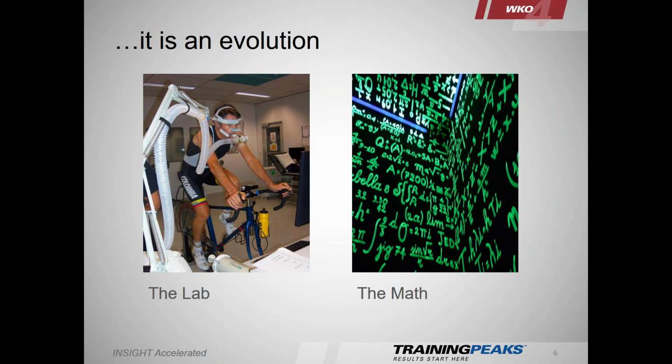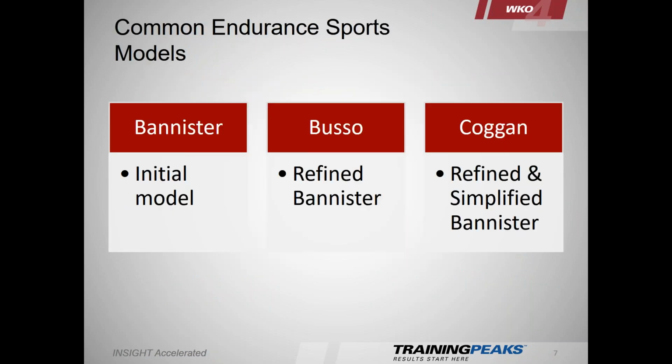We're able to model more and more accurately this human performance element. When we look at modeling, we're not the first ones to do it by far. Modeling and performance modeling have been around in endurance sports for a while. It really goes back to Bannister and the Bannister model, and it was a pretty good initial model. Busso came along and really refined the Bannister model. The Bannister model had some challenges with the way it dealt with time, and Busso tweaked and fixed those.